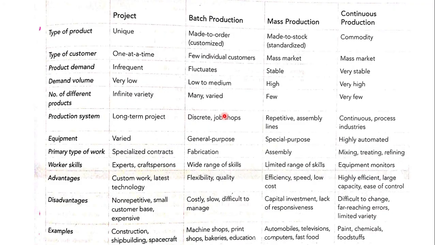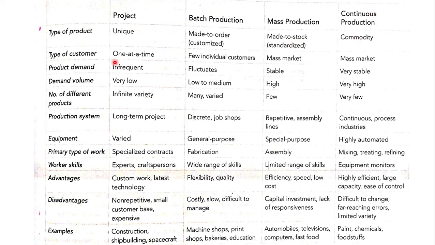I have put here a table, so it gives the types of processes. The type of product, suppose for a project, it is unique. For batch production, it is made to order, that can be customized. Mass production is made to stock, and continuous production is a commodity.